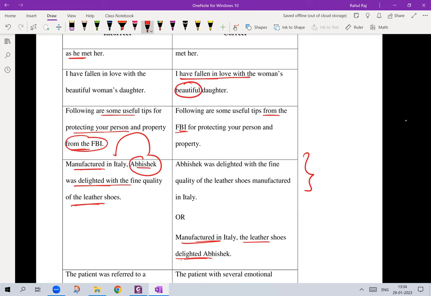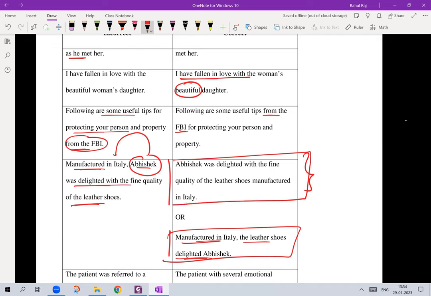So it is not that you always write sentences like this. All you have to ensure is that whatever sentence you write, the meaning should be very clear. That's it. Place the words properly where they need to be.